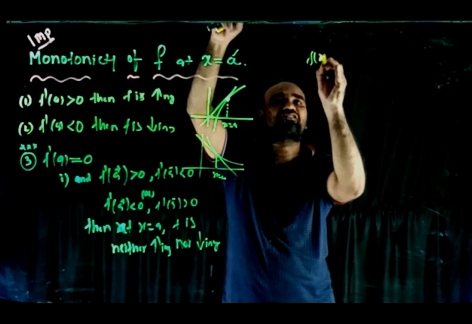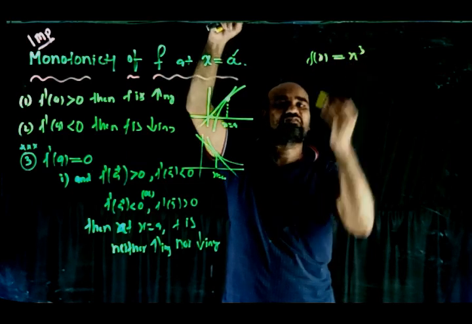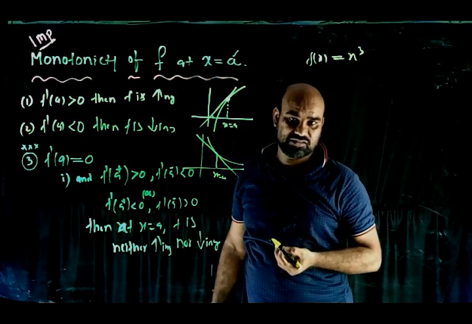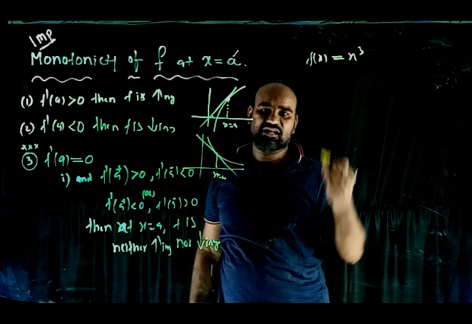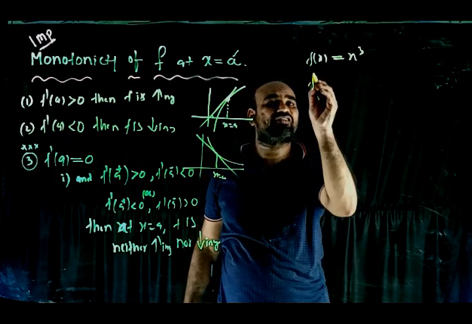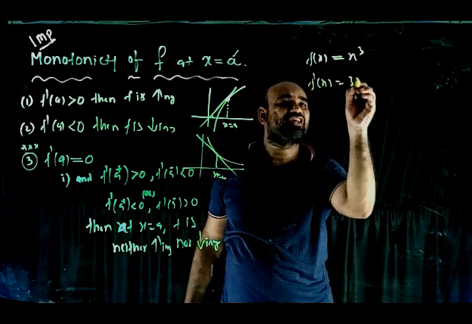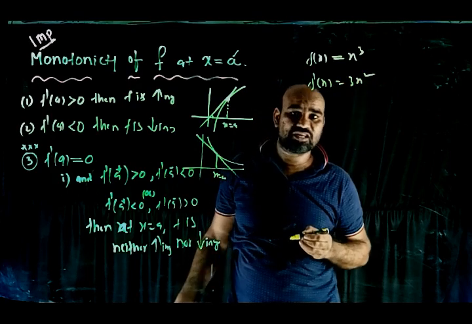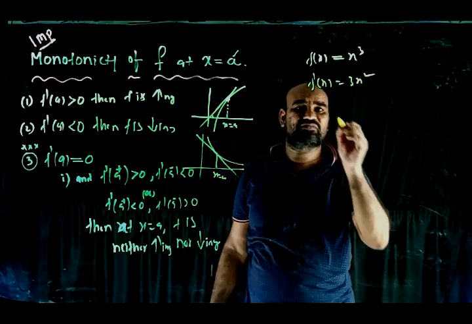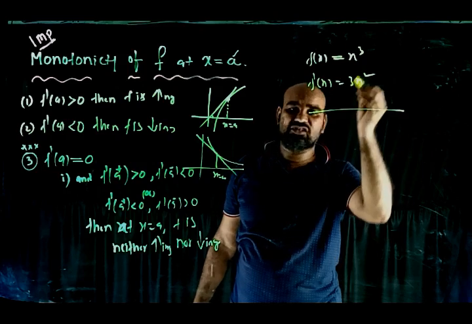f of x equal to x cube is given. You want to check its monotonicity. Domain is all real numbers. Find f dash of x: 3x square. What is the next step? You need to apply the sign scheme. 0 of this is 0 only.